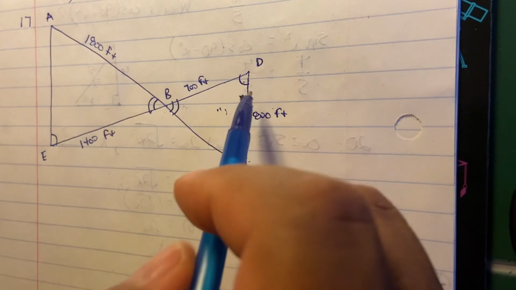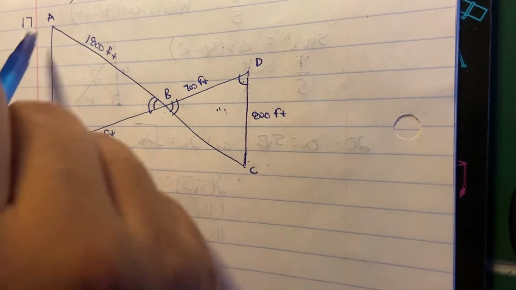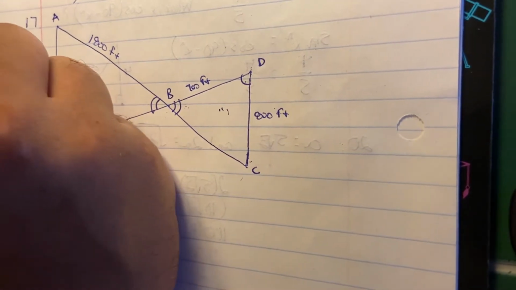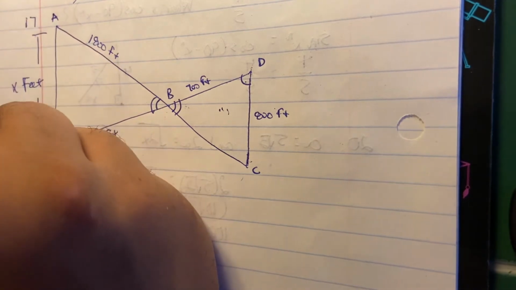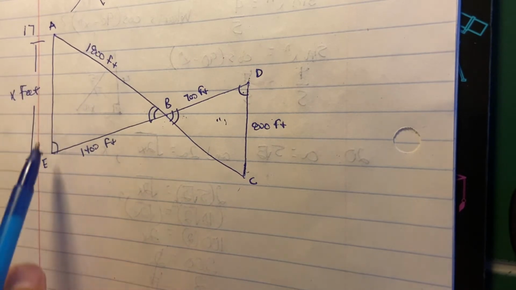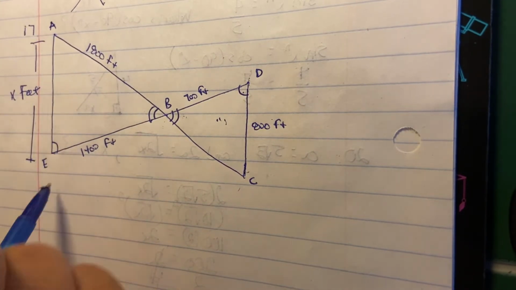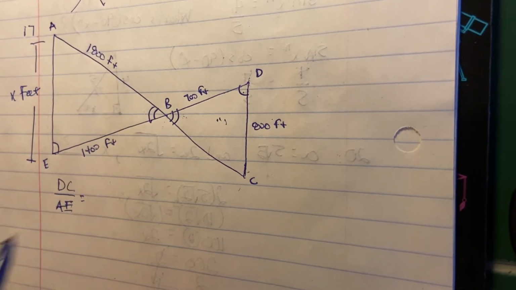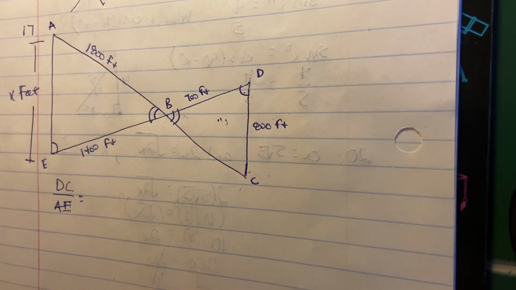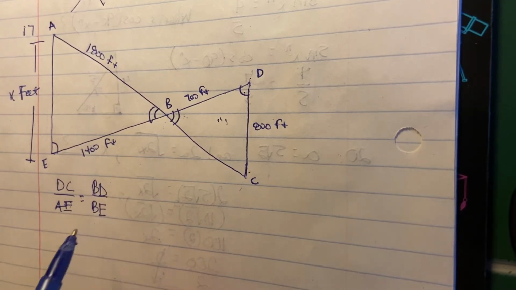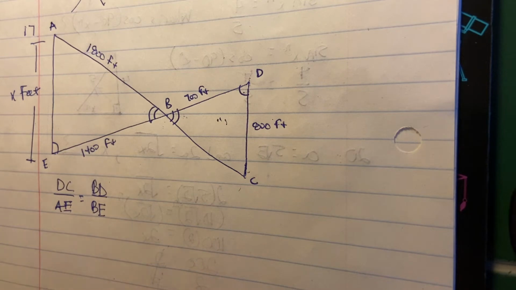So I would say this base DC matches up with AE, which is right here. And actually, I forgot to write this, X feet, right? This is what we're looking for. We're looking for the measurement of this side of this triangle right here. Sorry if I was blocking the picture with my hand. So that's X. So think about DC over AE is equal to BD over BE. And we can just set up a proportion like this.